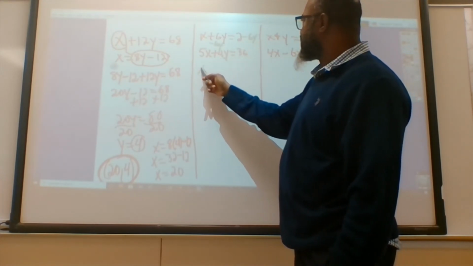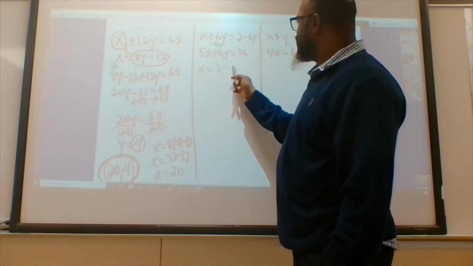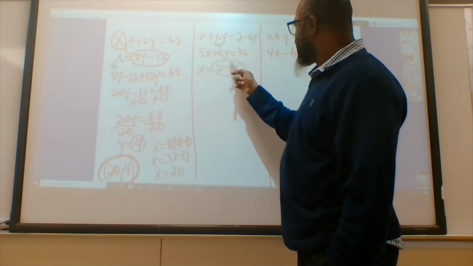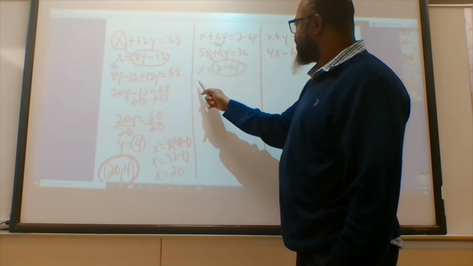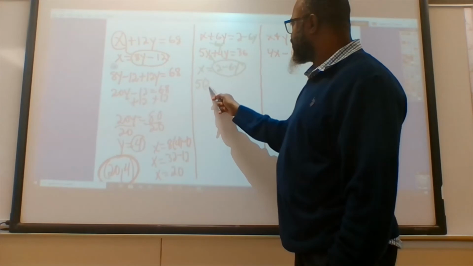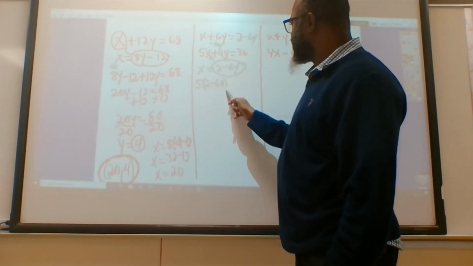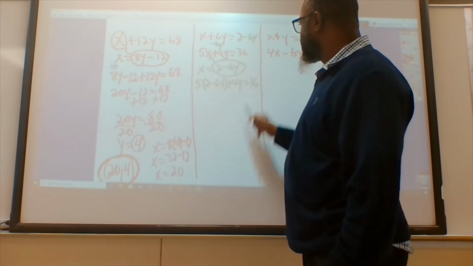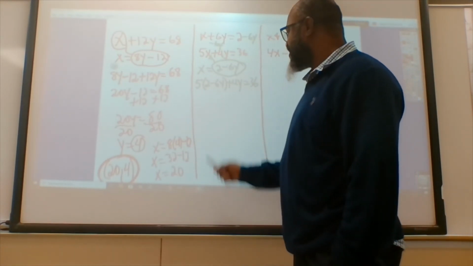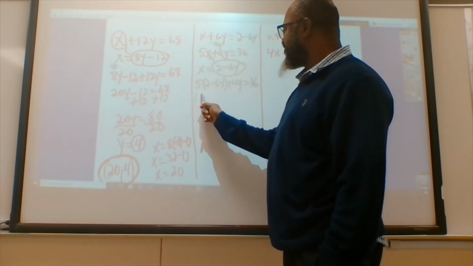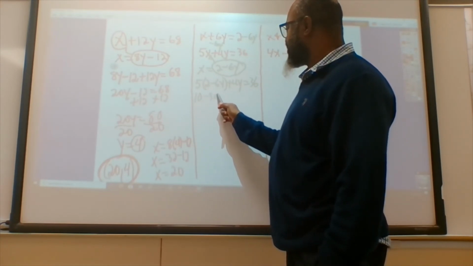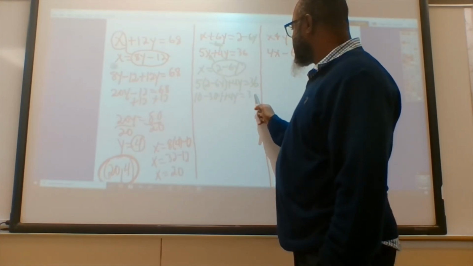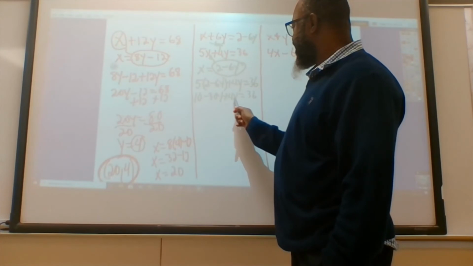Then you will have x equal 2 minus 6y. So I know what x is equal to, and I can come in and plug it here. So I will have 5 times (2 minus 6y) plus 4y is equal to 36. So I'm going to use my distributive property, distribute the 5. Now we'll have 10 minus 30y plus 4y is equal to 36. And I'm going to combine like terms.